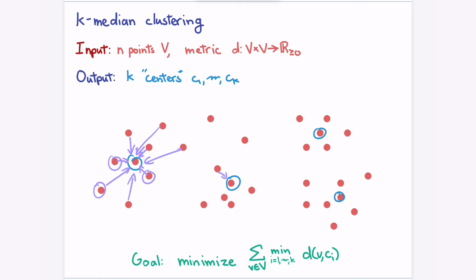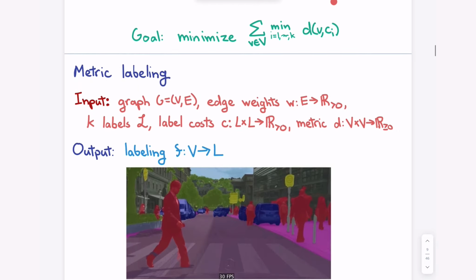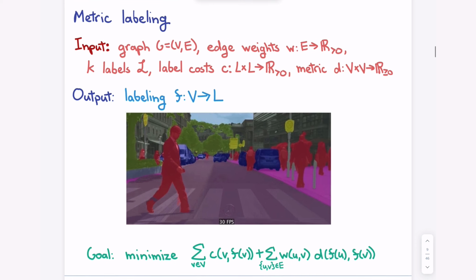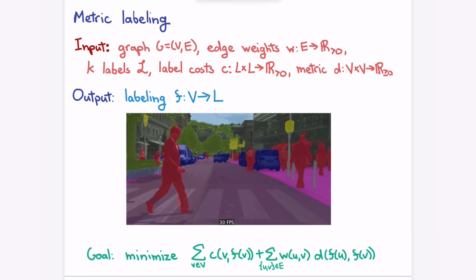K-means is distance squared. So this is another variety of problem where the metric has all the information you need. And finally, here's another one that is based on a metric. This comes from image segmentation. You want to think of every single pixel as a vertex.